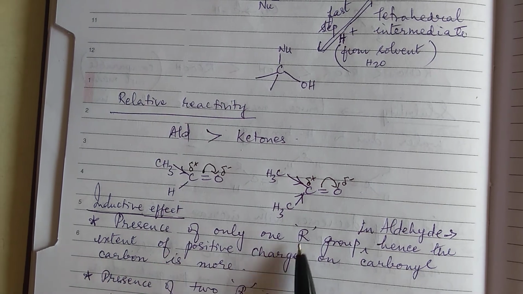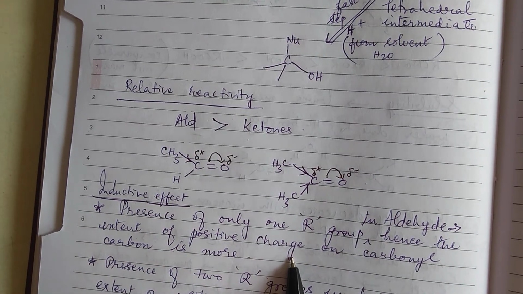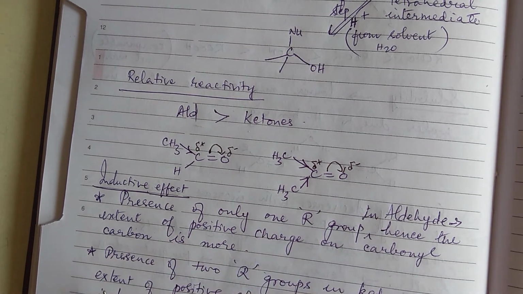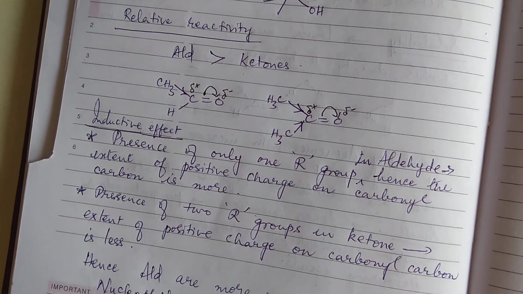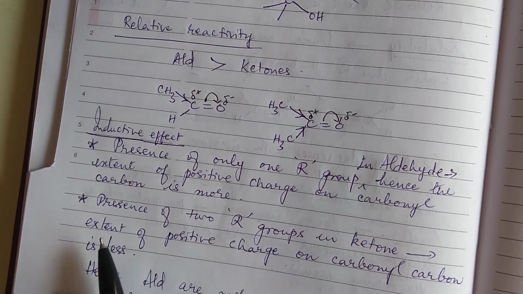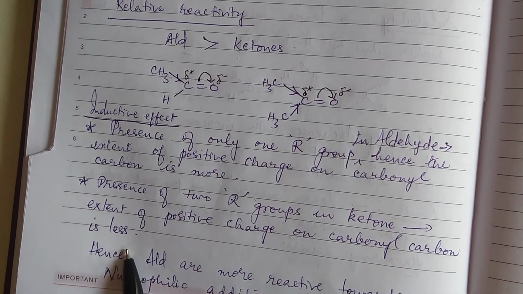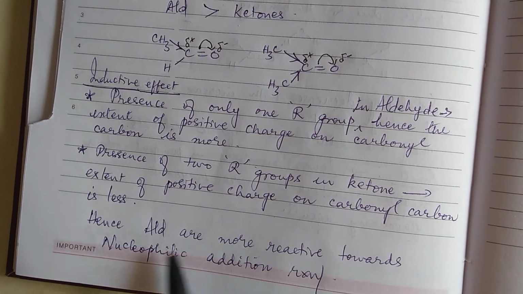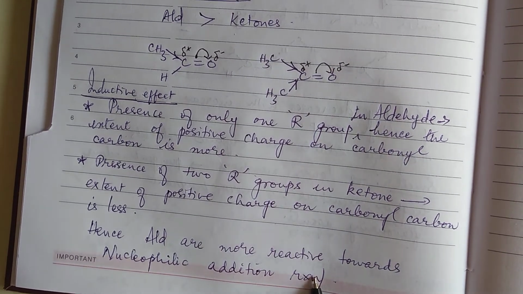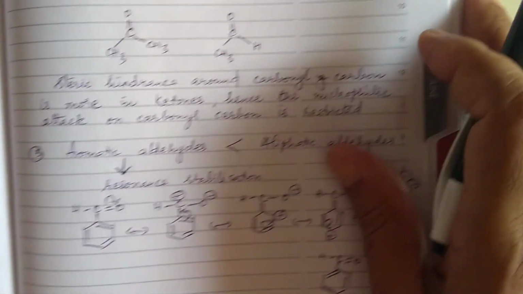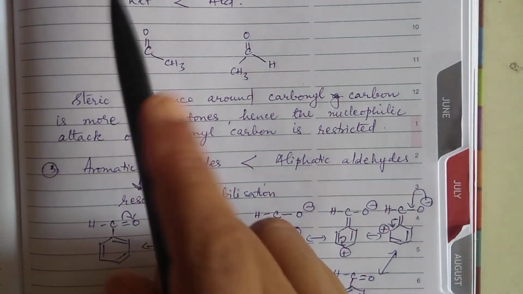Presence of only one R group in aldehyde means the extent of positive charge on the carbonyl carbon is more, whereas in the case of ketones the presence of 2 R groups means the extent of positive charge on the carbonyl carbon is less. That is why we say aldehydes are more reactive towards nucleophilic addition reactions. Now what is the other reason why aldehydes are more reactive?